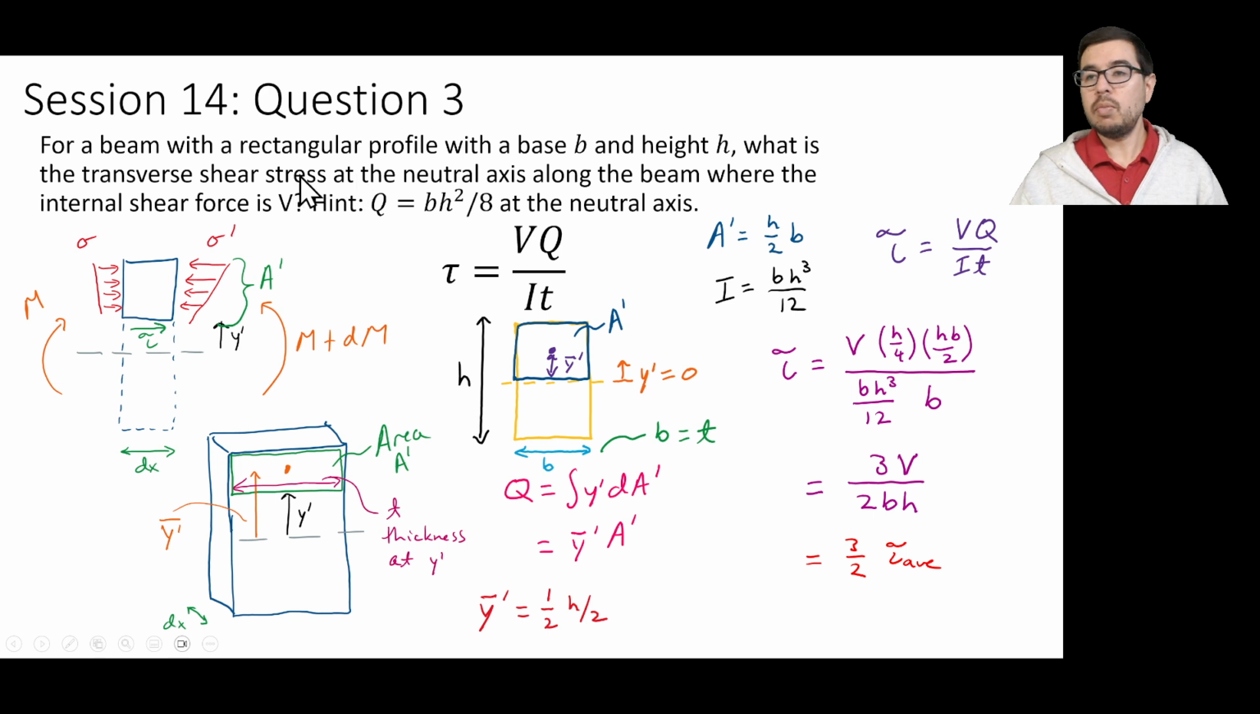So we maybe are adding a couple more details. One, that the maximum transverse shear stress does in fact happen at the neutral axis, as we discussed in class. And two, we can figure out what the average shear stress is, which is usually quite simple, and just multiply by 3/2.